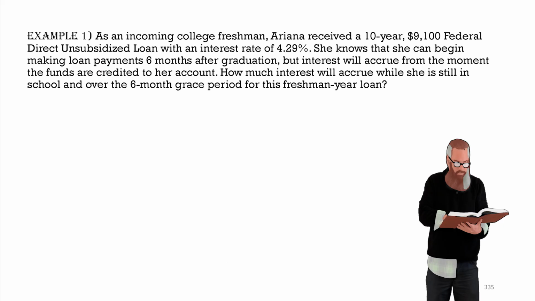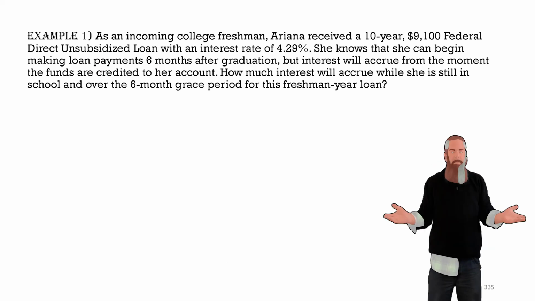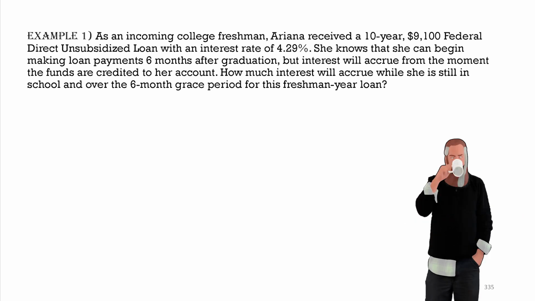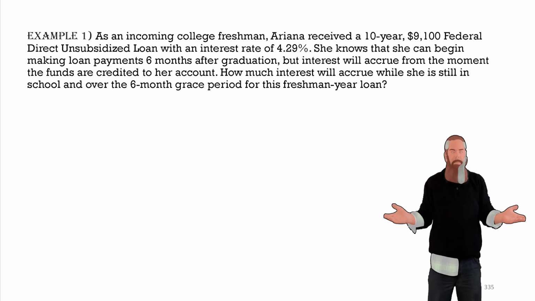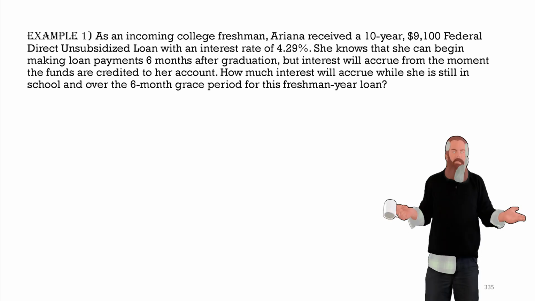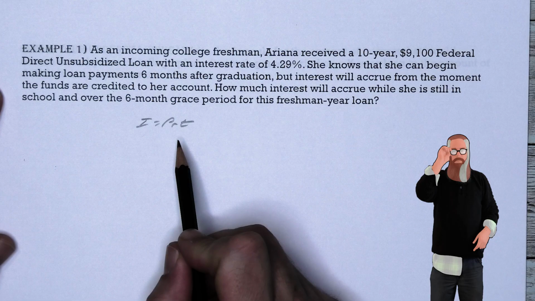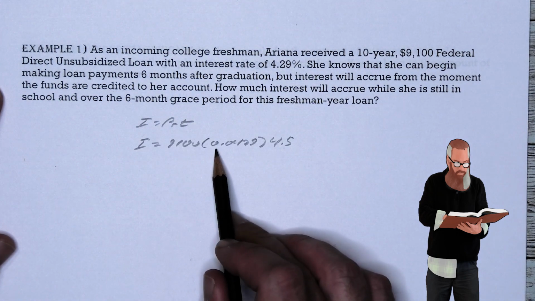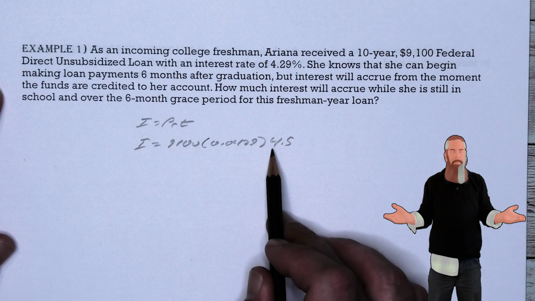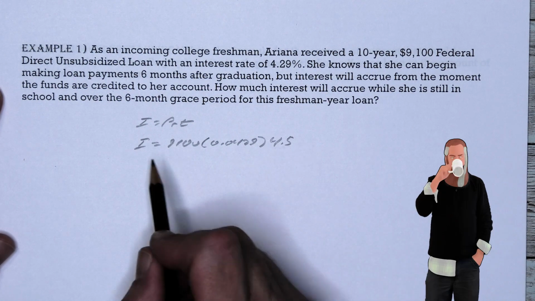With an unsubsidized loan, the students are responsible for interest accrued while they are in school and during the grace period. While they don't have to start loan payments until 6 months after they leave school, the interest starts to accrue as soon as the funds are credited. The student loan interest during the non-payment period is calculated using the simple interest formula, I equals PRT. This means we're going to have 9,100 times 0.0429 times 4.5, the 4 years in school and the 6-month grace period.